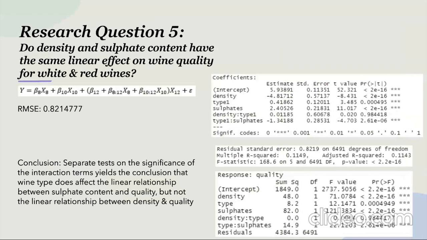For research question 5, we examined if density and sulfate content have the same linear effect on wine quality for white versus red wines, with the type of wine being a categorical variable and the interaction effects modeled accordingly. The conclusion that we can make from this OLS-based linear model, from a separate test on the significance of the interaction terms, those being density:type1 and type1:sulfates, is that the linear relationship between sulfate content and quality is affected by the type of wine, but the relationship between density and quality is not affected in the same way.